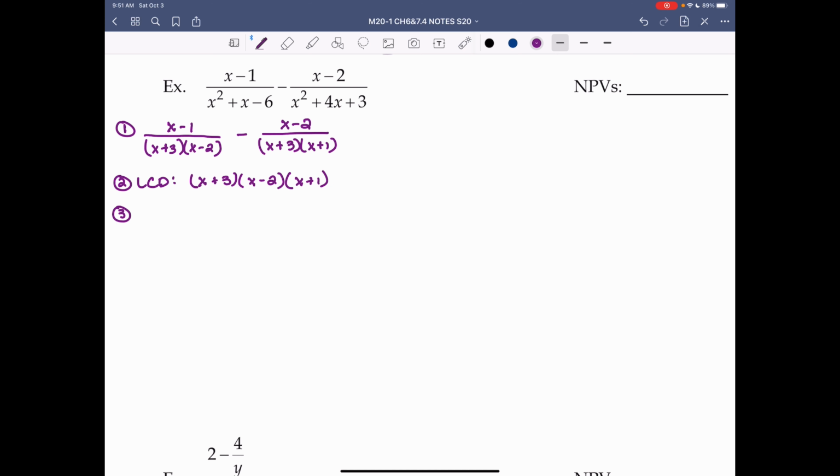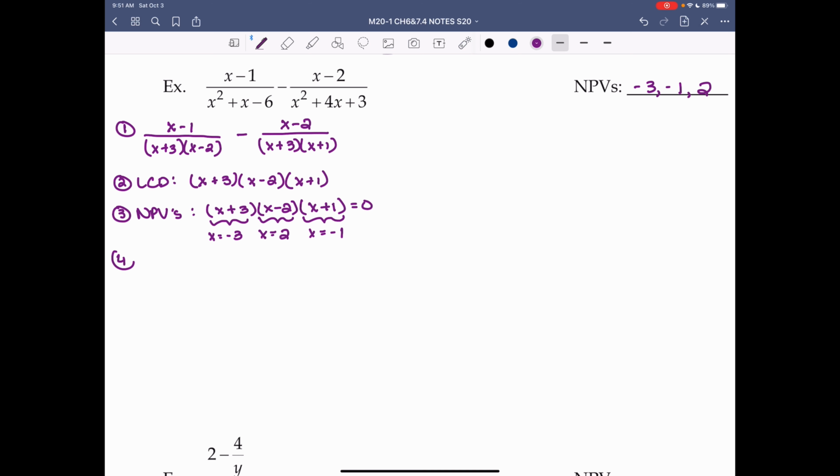Step 3, NPVs. When is our lowest common denominator, (x plus 3)(x minus 2)(x plus 1), equal to 0? When this is equal to 0, x equals negative 3. When this is equal to 0, x equals 2. Or when this is equal to 0, x equals negative 1. So negative 3, negative 1, and 2 are the NPVs.